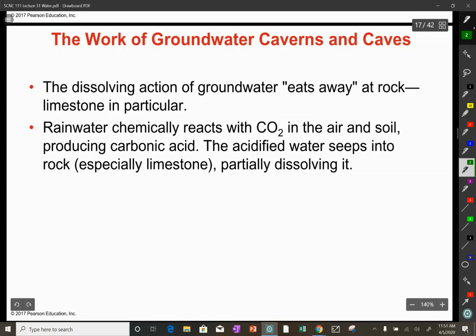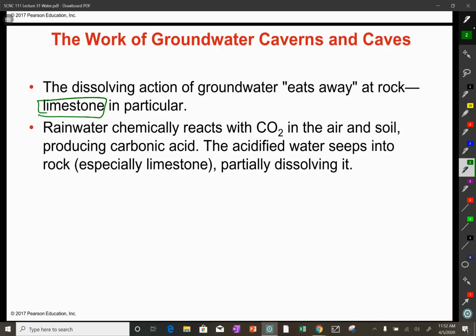Now, underground caverns and caves. A cavern's a really big cave. Water going underground, if it's flowing, can eat away rock, especially limestone. Why limestone? Limestone, which is a calcium carbonate derivative, is water soluble. That is, it formed from precipitate out of water. And if you have water flowing through, you can dissolve it back.